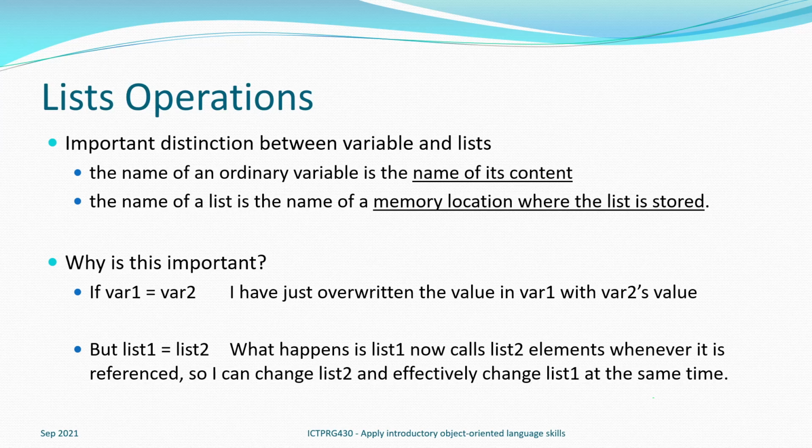Now, let's be clear about something. A list is a memory location that contains information, whereas a variable is a container that contains a value. So var1 equals var2, you've just changed the value stored in variable 1 to the same value that was stored in variable 2. But if you do list 1 equals list 2, you are redirecting to the same memory location. You haven't overwritten anything. You've just got two ways of calling the same list.